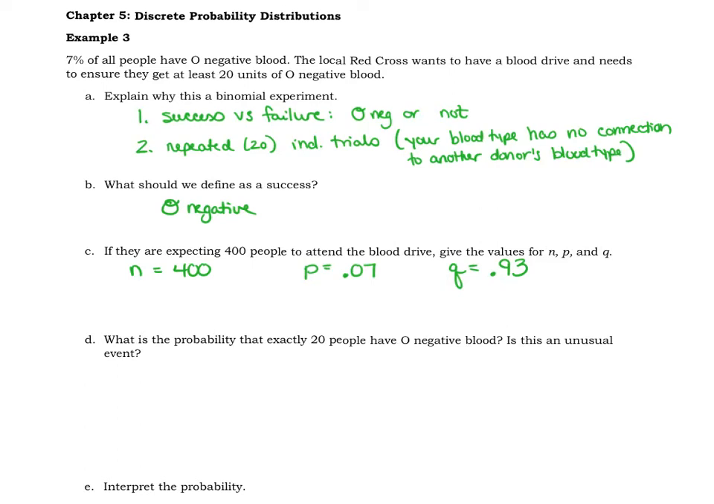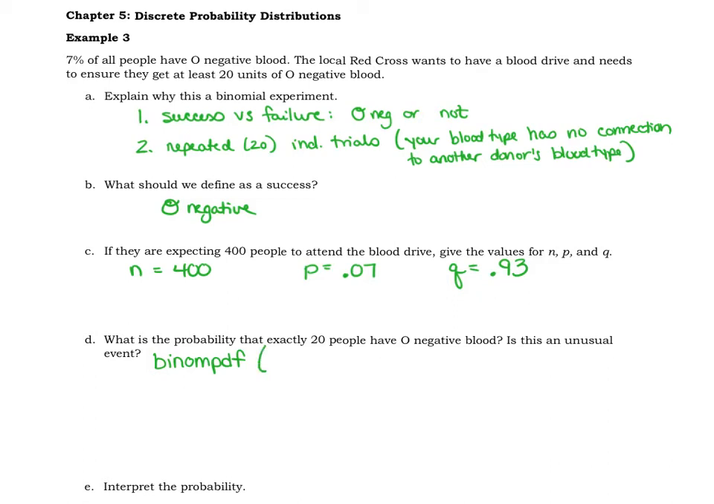Now, once we've identified those values, we can use our calculators to find the probability that exactly 20 people have O negative blood. So this is our new calculator function. We've just done it one time in the last example. This is where we're going to use our binomial PDF function. So remember, second VARS, just under your arrow keys to the left of clear. Then arrow down should be A, binompdf.